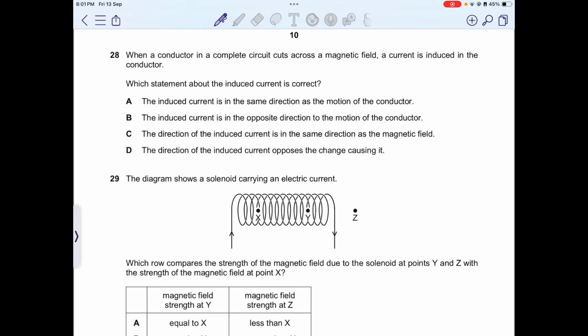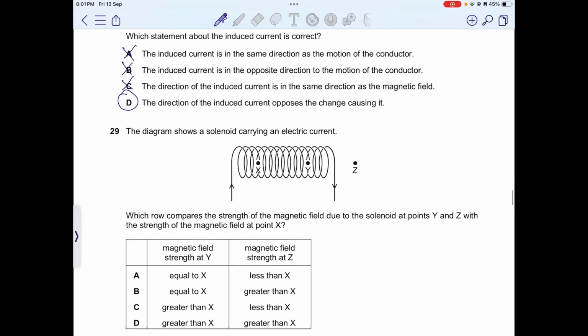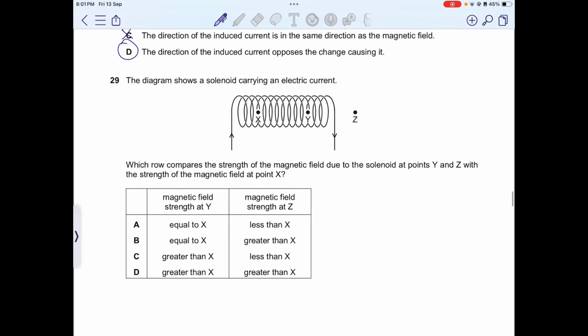So as you can see, the three are perpendicular to each other, not in the same direction, so A is wrong. The induced current is in the opposite direction? No, they're perpendicular. You have to use the term perpendicular. The direction of the induced current is in the same direction of magnetic field? Again, no. It's in the perpendicular direction. The direction of the induced current opposes the change that is causing it. Now this is correct. This is a statement that you learn throughout your syllabus, that whatever is induced current, it will always oppose the change that is causing it. And this is basically a part of Lenz's law as well.